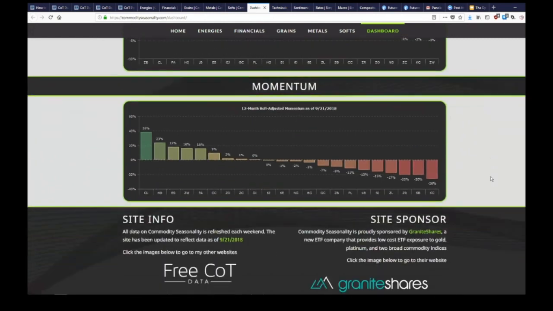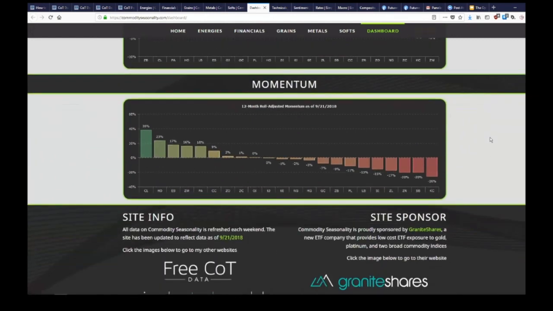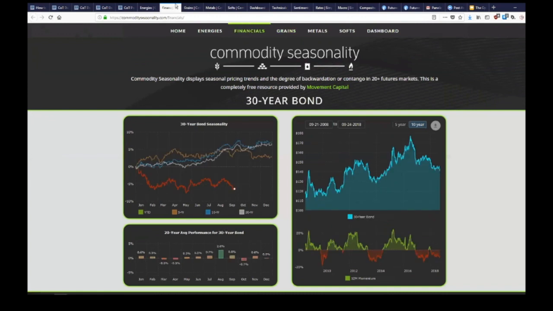This is looking at momentum, 12-month momentum in a lot of contracts. Over the past 12 months, the best performers have been crude, heating oil, and ES. The worst performers have been rice, sugar, and coffee. So we can zoom into a couple seasonality charts. We got 30-year treasury bond right here.